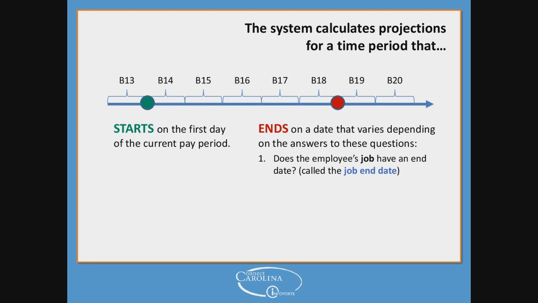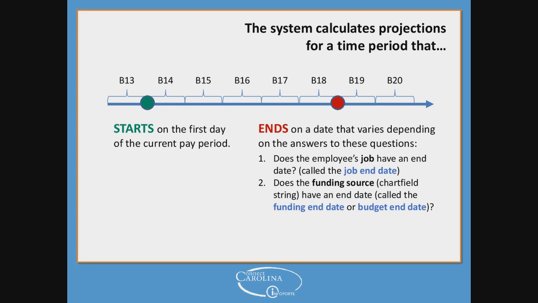So if their job end date has come, then we're going to stop projecting. The second is if the funding source, again, it's the chart field string, has an end date. And that could be the funding end date or the budget end date. So if the funding source is set to end, it's looking at one of those 2 dates. And then the third is what type of fund is it? So is it state F&A or trust, or is it a project fund?